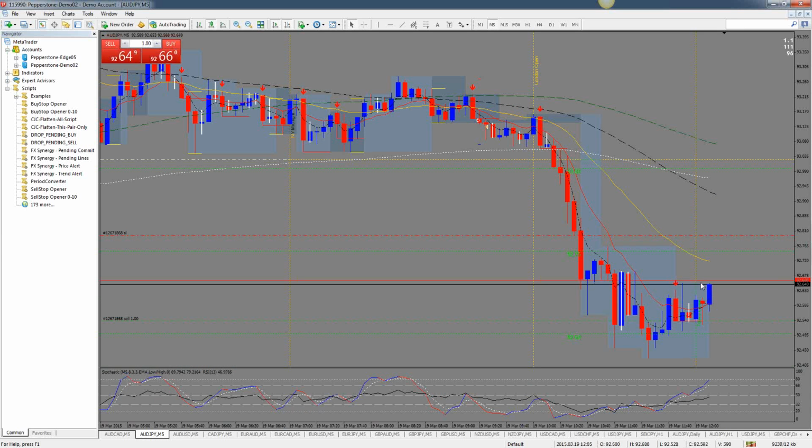If it breaks the top of the box, what do I have left here? 13. Okay, so I'm out of that trade. I lost that one, so let me post that on here. So there's a loss.